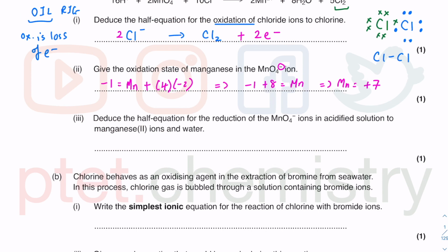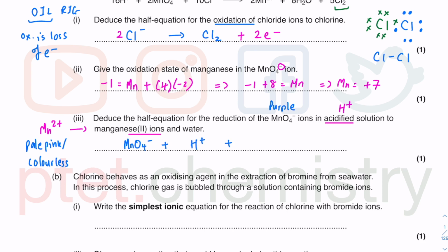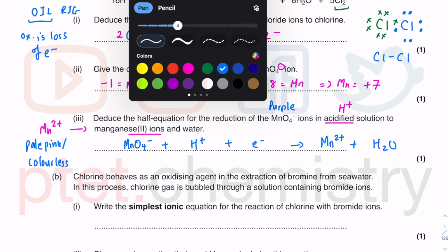Therefore, deduce the half equation. You're in acidified solution, so you have H plus, and you're going to get manganese 2 ions, which is the Mn2+ aqueous ion. This is the classic purple going to pale pink, or very colorless, as the color is very, very pale, and therefore it looks pretty much colorless. So what we have there is MnO4 minus plus H plus plus electrons, and this gives you the Mn2+ as well as H2O. We can balance our equation there.